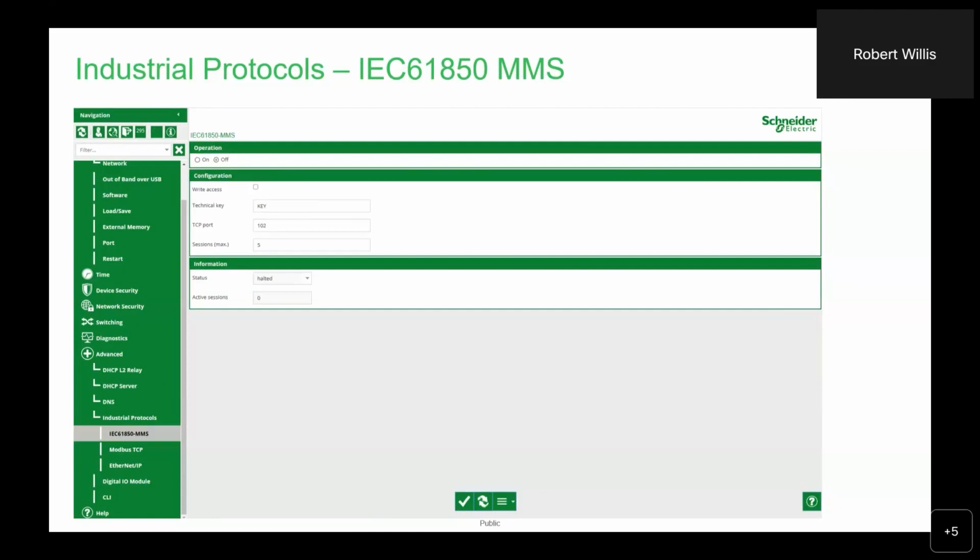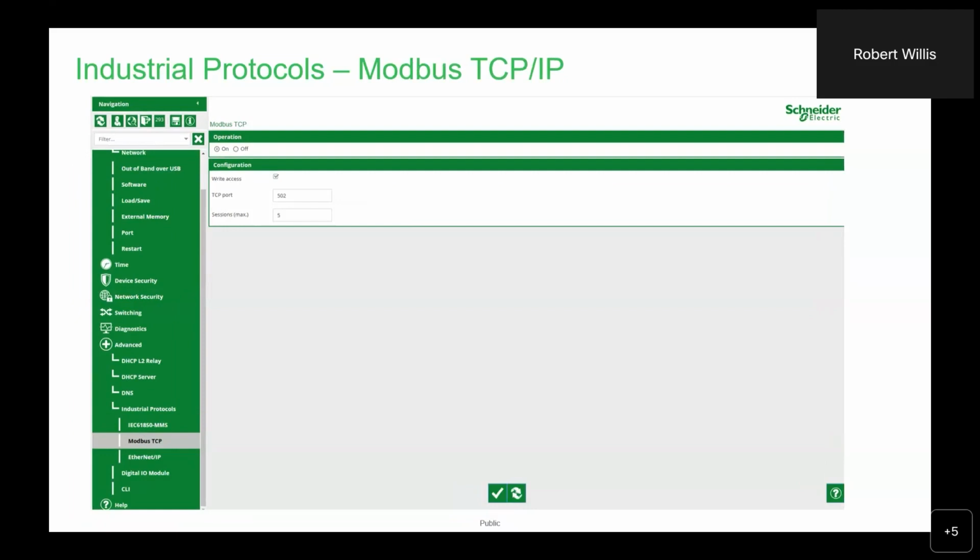The IEC 61850 is manufacturing message specification. Primarily, we see it in the utility industry, intelligent electronic devices. We see it in RTUs. We see it in SCADA, a lot in the substations. So that's where that protocol is utilized. But the most common one for the industry, if you will, would be Modbus TCP IP.